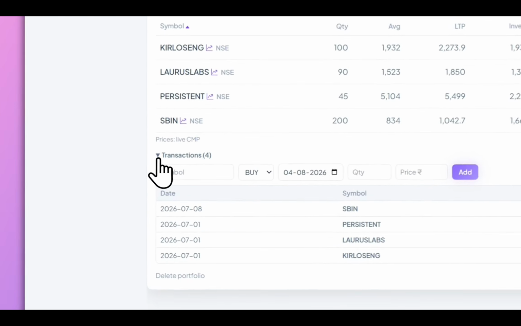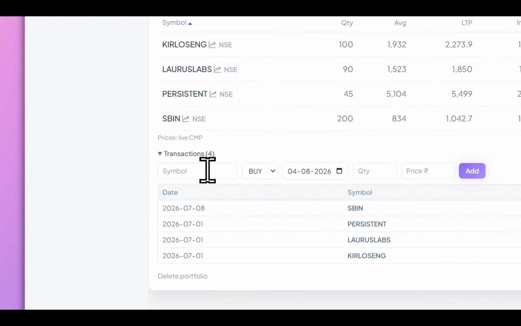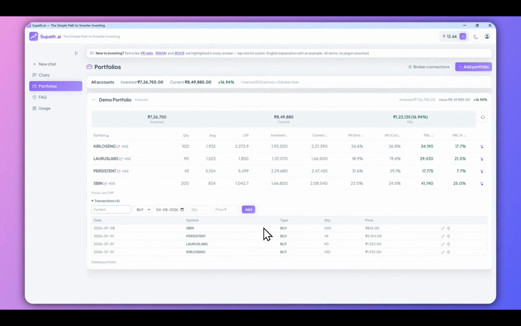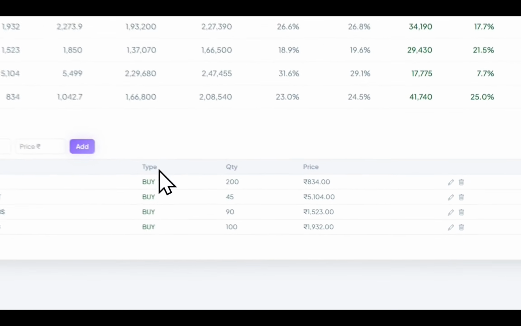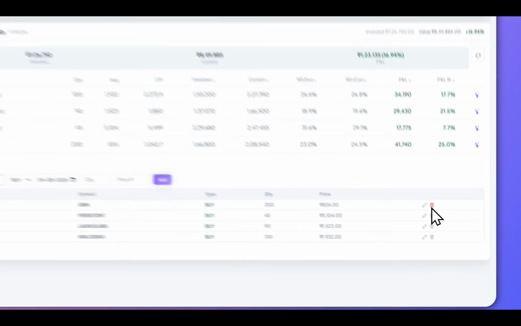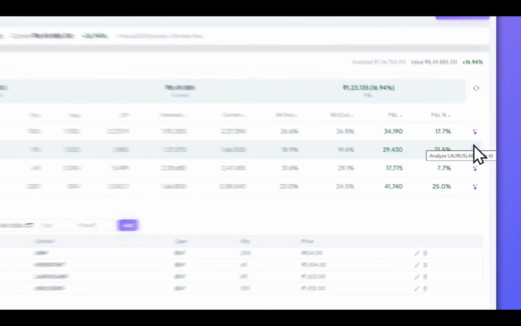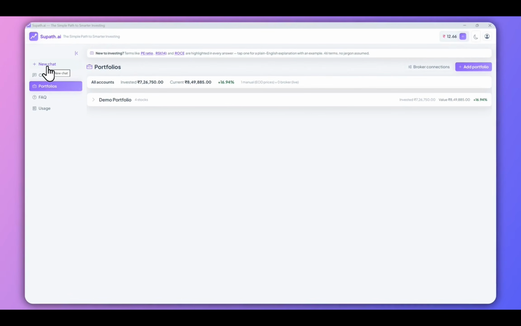Below the holdings, transactions. Add a buy or a sell with symbol, date, quantity, and price, and the averages recalculate. Any row can be edited or deleted, and the sparkle icon on any holding sends that single stock straight to the AI for analysis. Now the AI side.